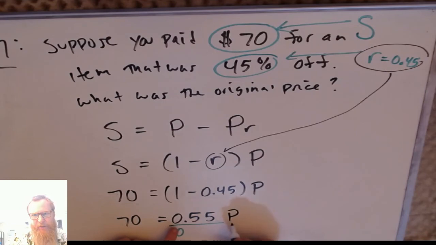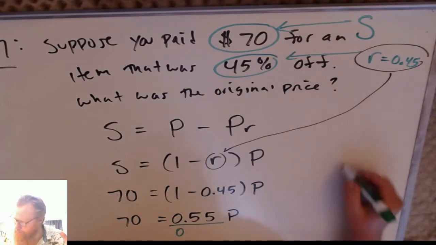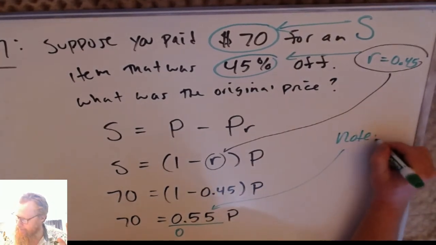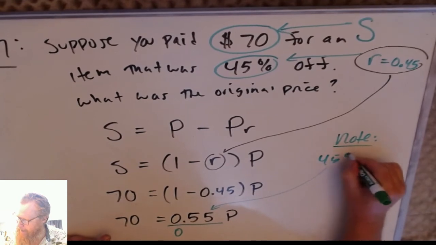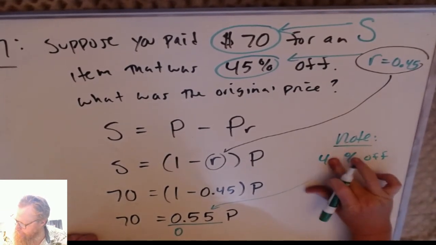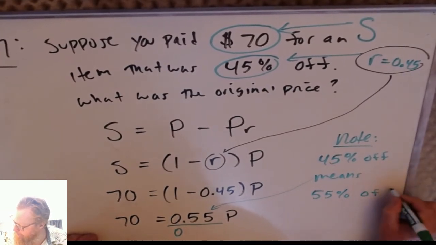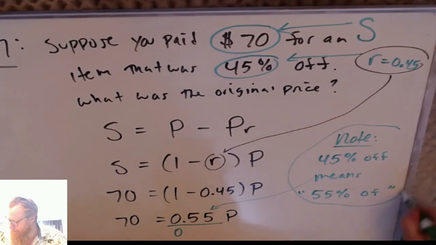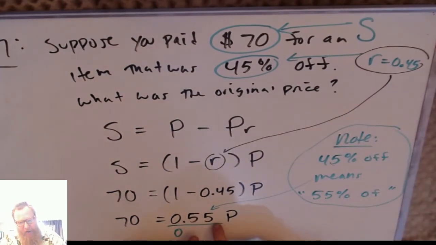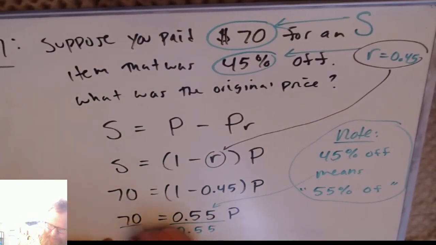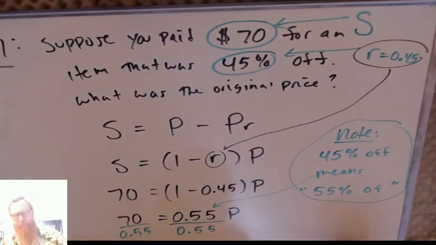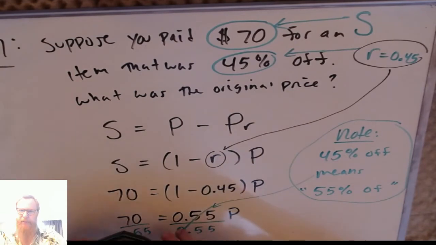So we got 55%. Right. Again, I might want to make a mental note: 45% off means 55% of. So you've gotten rid of the 1 minus part. And now you're going to divide both sides by 55, 0.55, and do it on your calculator.